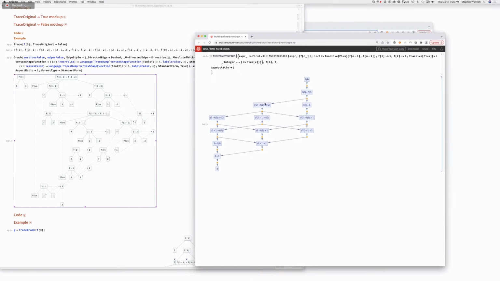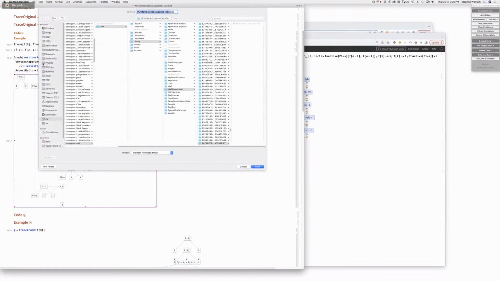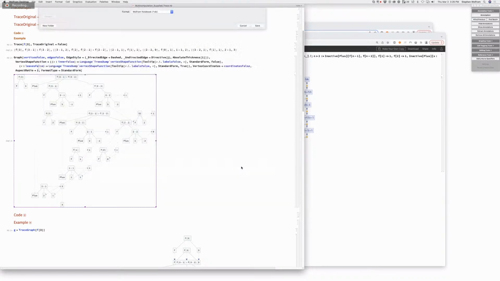Okay, but the basic point here is that, by the way, I'm just looking at where these things are getting saved. Did that get saved in the appropriate place? I have this notebook in our multi-computational folder already. Okay. Wait a minute. Multi-computation supplied trace was already there. You can replace it. I put it in there before the meeting started. Okay, fine. But I don't want to replace it. I might as well just use that one. Okay.